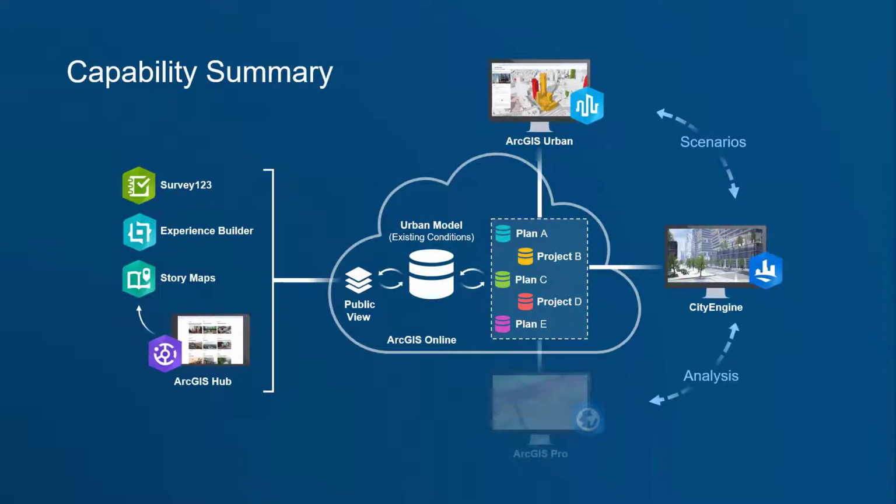We've shown some analytical capabilities, but of course there's this incredibly deep, rich capability of our core desktop platform, ArcGIS Pro, to do advanced analysis. And so you can pull a plan or project in Pro because it's just a set of services to do advanced analysis on it. And with the release of the API, we're actually going to be releasing a connector for Pro that honors plans and projects in ArcGIS Urban as well.